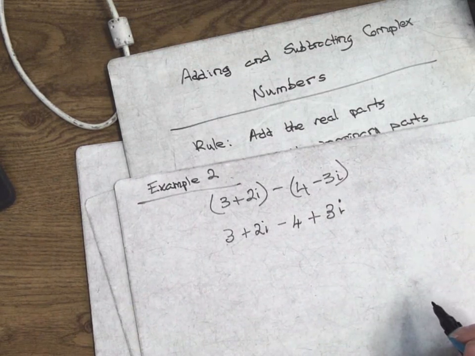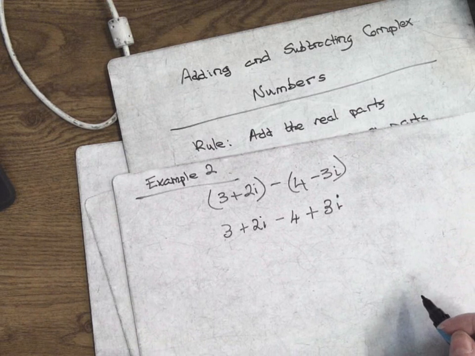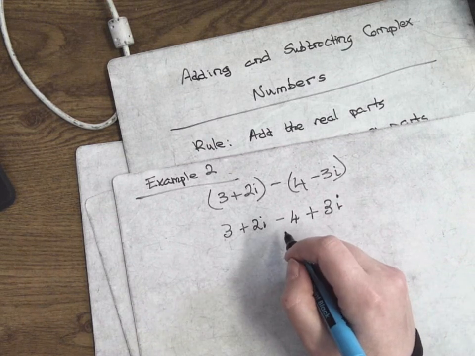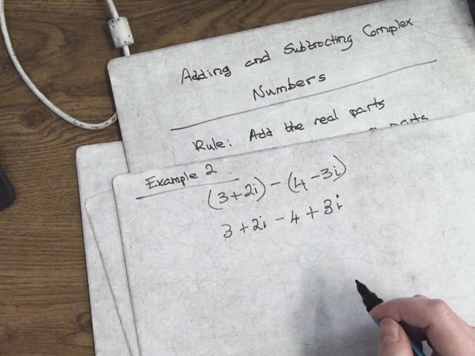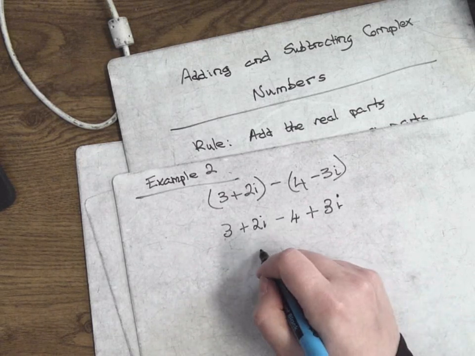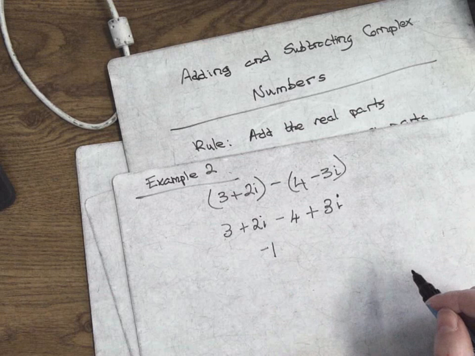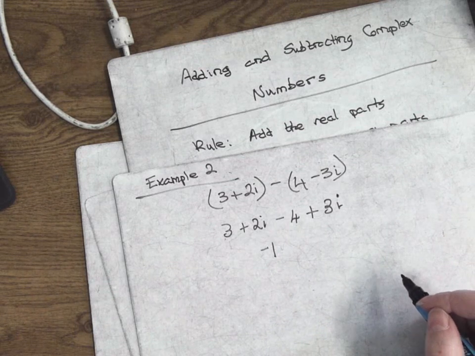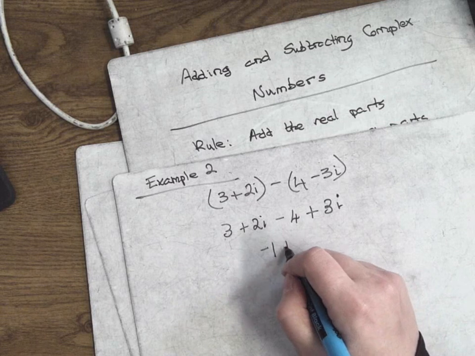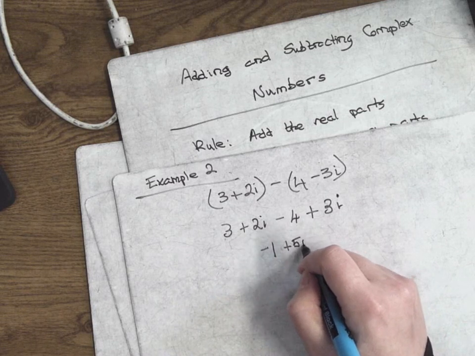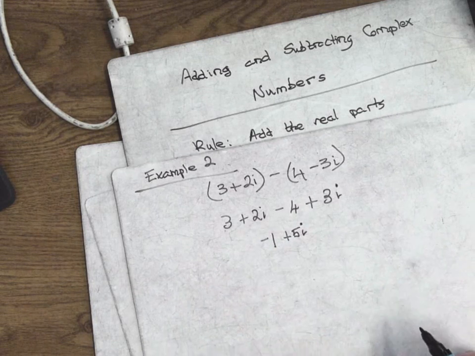Now we put the real bits together. So what are the real bits? 3, it's not 4 though, it's 3 minus 4, isn't it? So what's 3 minus 4? Minus 1. And then you put the imaginary bits together. So what are the imaginary bits? 2i and 3i make plus 5i. And that's my answer. Is that okay?